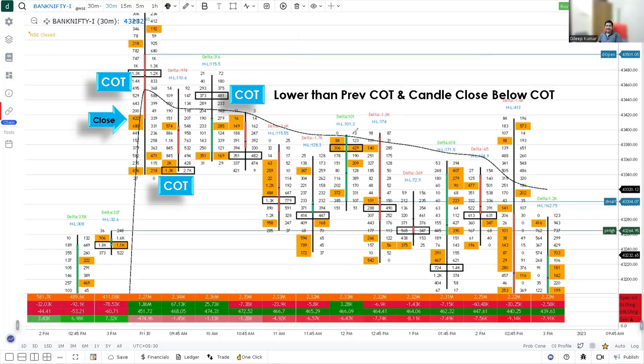Right here, it went. This is a very good one, if you ask me. The price has closed above the COT, but what happened here because of this VWAP, immediately the price returned down. Now, also we have one more thing here. It's not just the COT and the prices relative to the previous COT.